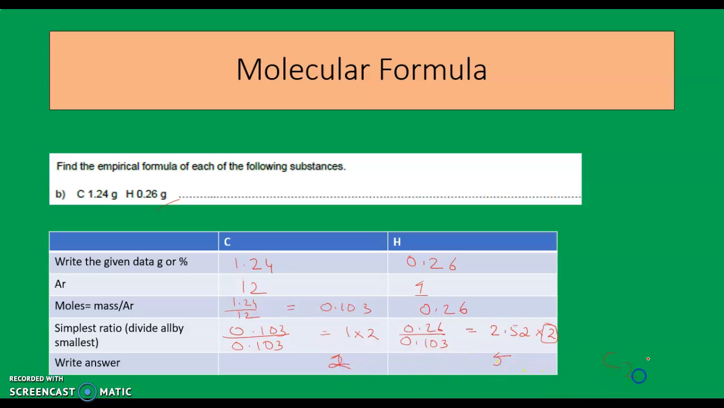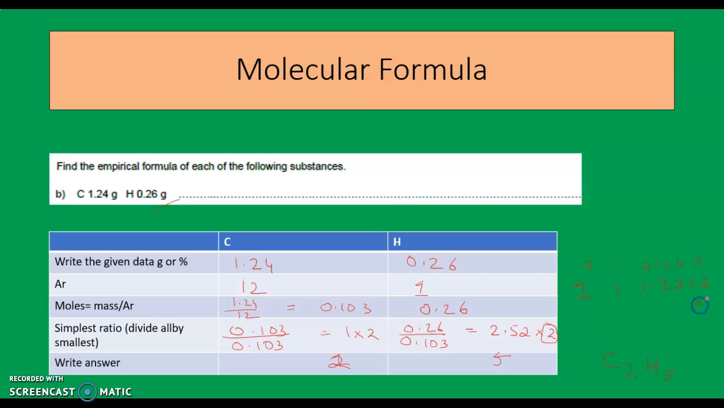So your answer now becomes C2H5. In the same way, if your simplest mole ratio came as 1 and 1.33, then you would try the same thing. You would multiply it by 2. When you multiply it by 2, you get 2.66 and 2. Now that's not a whole number, so we won't multiply it by 2.